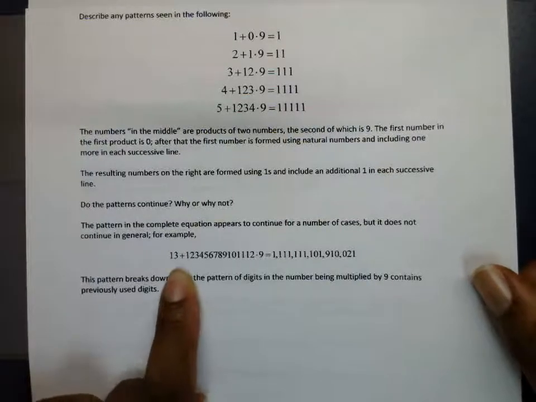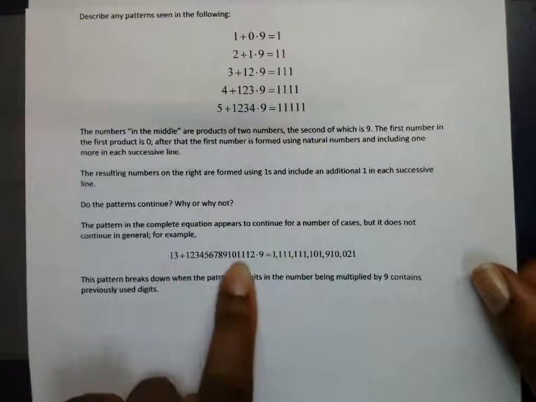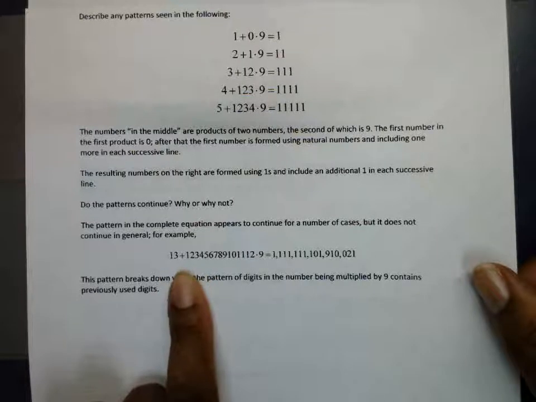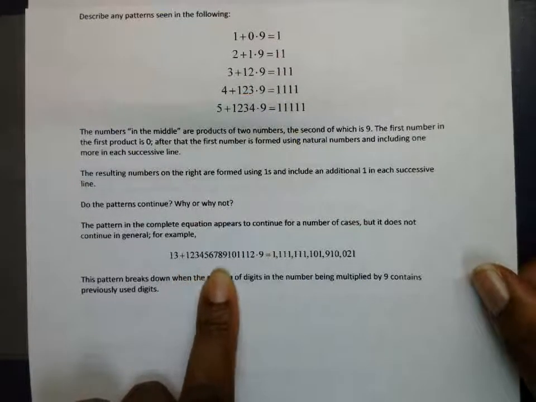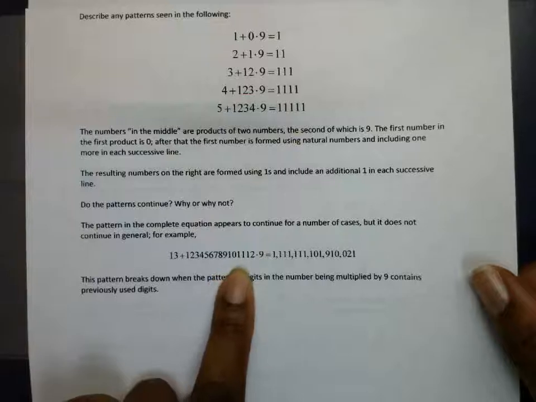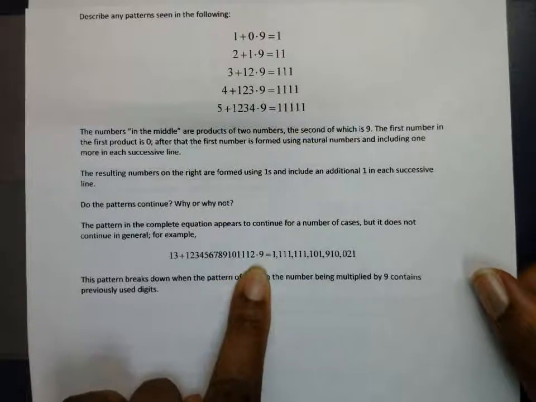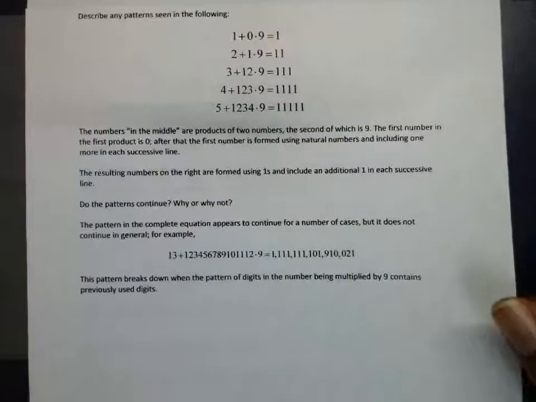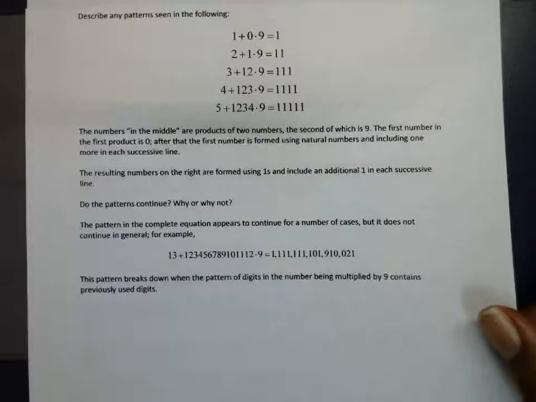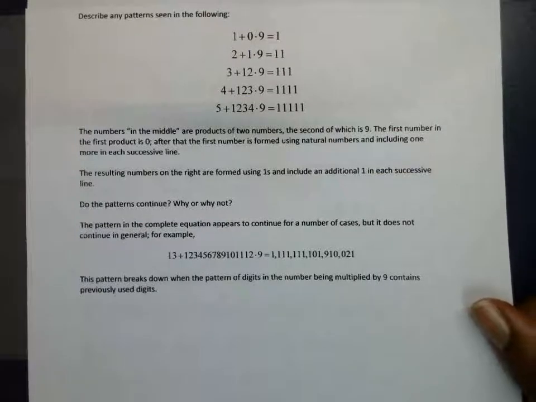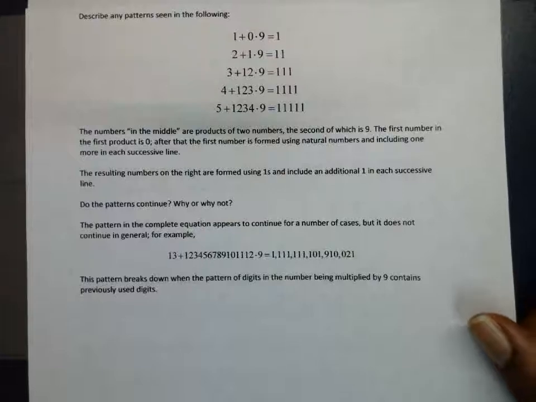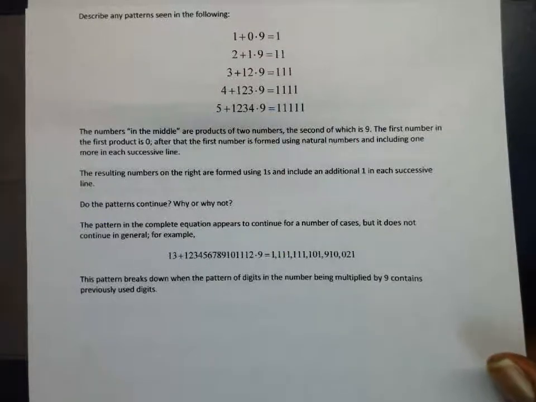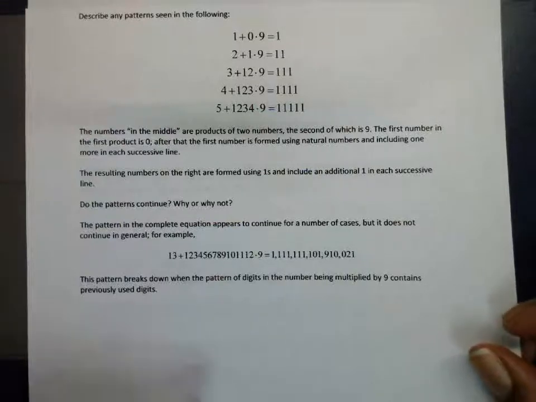An example of that would be something like this right here. Notice that 13 times 1, 2, 3, 4, 5, 6, 7, 8, 9, 1, 0, 1, 1, 1, 2 times 9 ends up being this. Here, the pattern breaks down when the pattern of digits and the number being multiplied by 9 contains previously used digits. Okay, so that pattern is not always going to be true because it breaks down at a certain point.